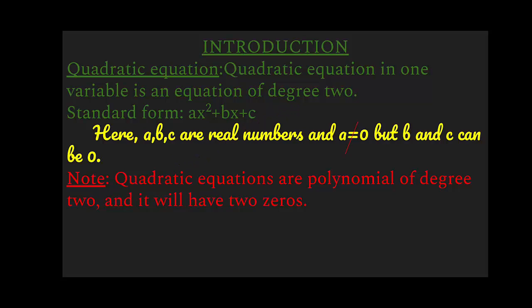Quadratic equations are polynomials of degree 2 and will have two zeros. Since it is a polynomial of degree 2, all quadratic equations are polynomials, so it will have two zeros.